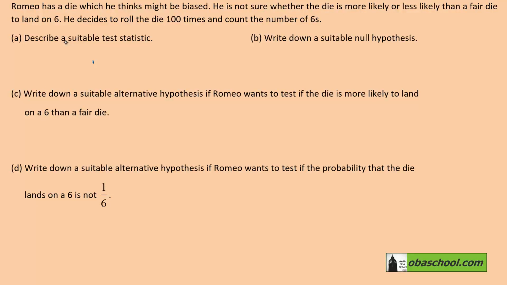Romeo has a die which he thinks might be biased. He is not sure whether the die is more likely or less likely than a fair die to land on 6. He decides to roll the die 100 times and count the number of 6s.